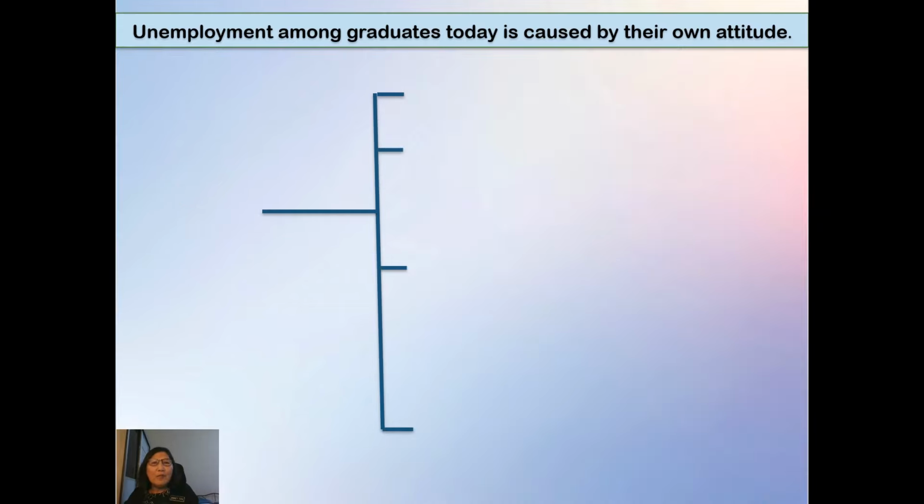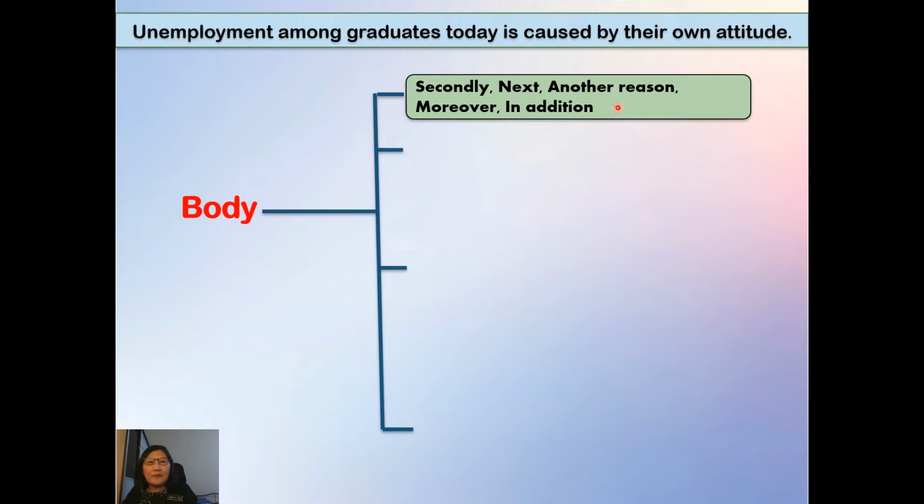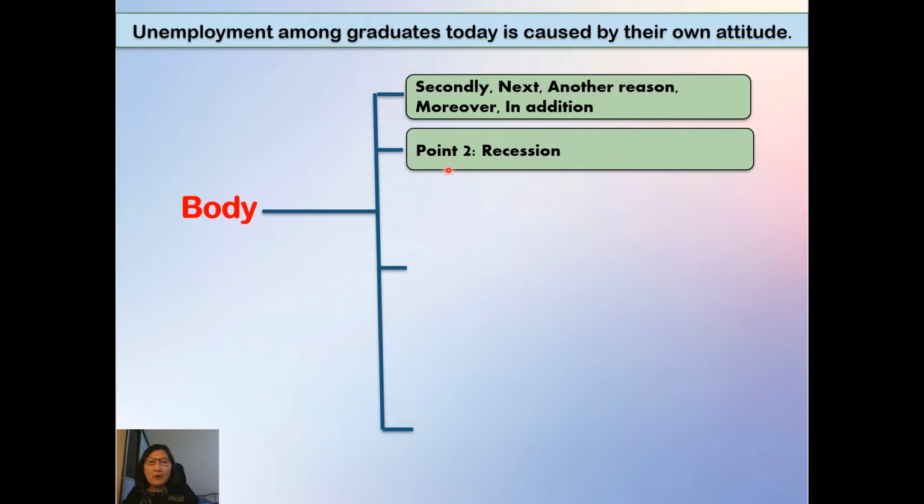Next, we move to the second body paragraph. So if you are giving 3 points, then you will have 3 body paragraphs. So this will be the second body paragraph. Similarly, we repeat the same process. So you put in a transition marker. Since this is a second point, you can say secondly, next, another reason, moreover, or in addition. Then you put in the second point, which is recession. Again, this is taken from the thesis statement.